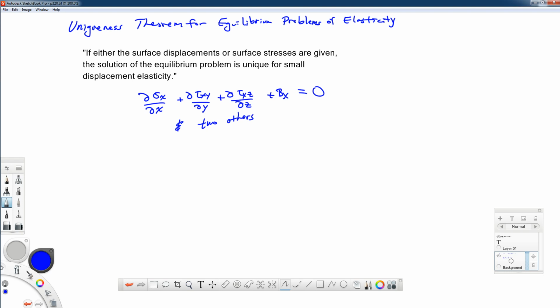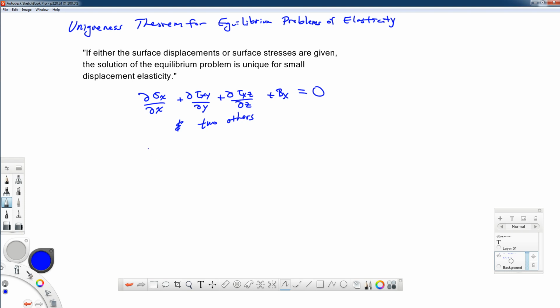With our strain displacement equations and our stress-strain relations, we can use these as the basis of a set of partial differential equations to solve for the stress fields in a body. Okay, and what we're saying with this uniqueness theorem is that the stress fields and the displacement fields that go along with that we get out of this are going to be unique for small displacement elasticity.